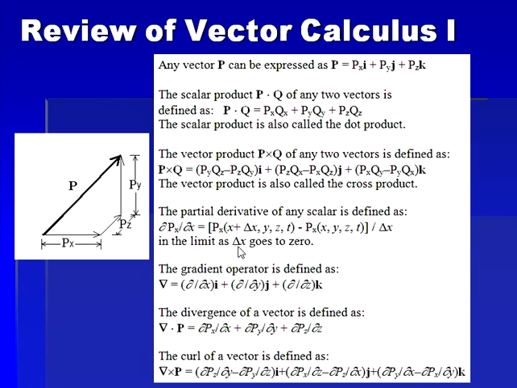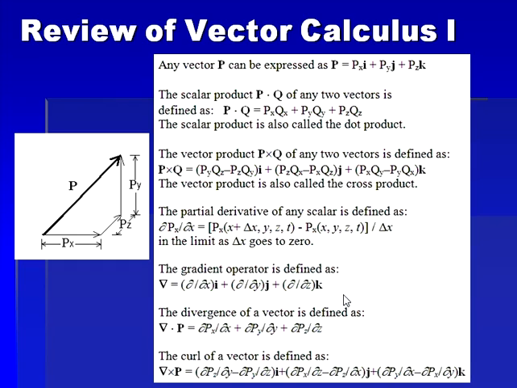A useful quantity from vector calculus is the gradient operator, which is equal to the partial derivative with respect to x times a unit vector in the x direction, plus a partial derivative with respect to y times a unit vector in the y direction, plus the partial derivative with respect to z times a unit vector in the z direction.